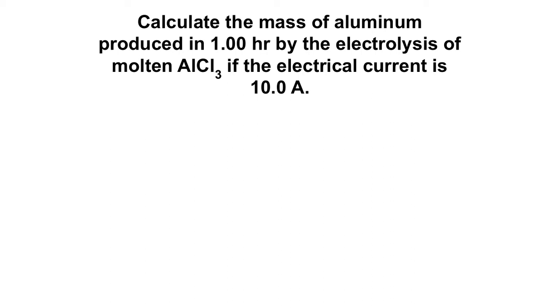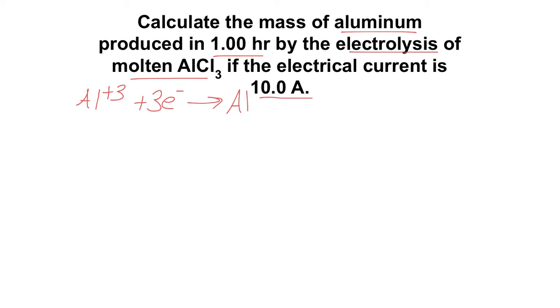All right, in our second example here, we are going to calculate the mass of the aluminum produced in 1 hour by the electrolysis of molten aluminum chloride if the electrical current is 10 amps. All right, so a couple of things that we need to do. We could write out the full reaction, or you could just write the half reaction that we're concerned about. So you could do it either way. So if we just write the half reaction that we're concerned about, we know aluminum is a +3 ion. So that will have to get reduced to make aluminum metal.